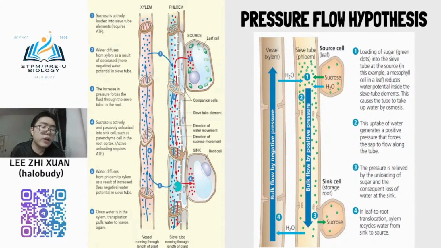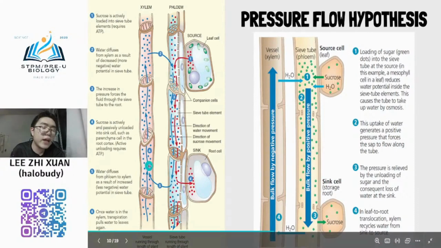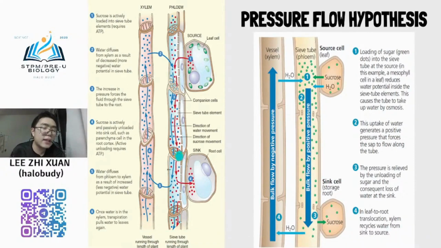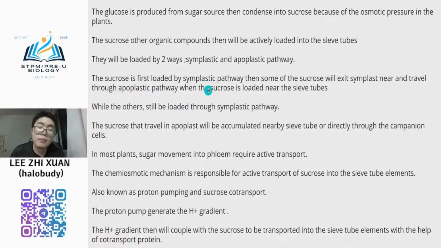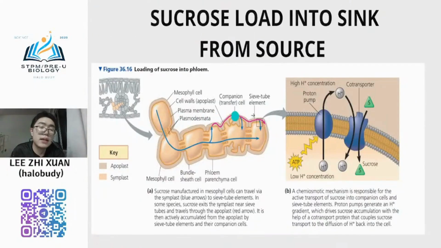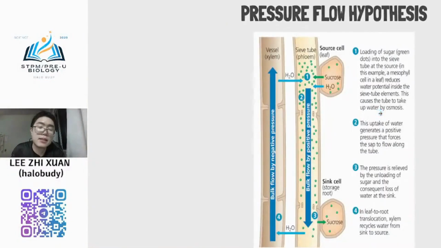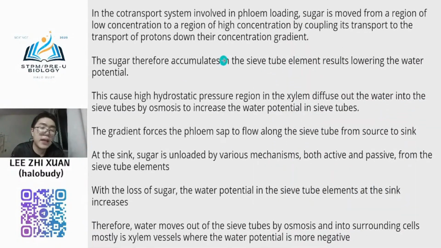So the water potential will not accumulate here. The water will be diffused out from the sieve tube element and then diffused back into the xylem vessel, and then this process will be recycled again and again. Okay, so this is the general concept of the pressure flow hypothesis. So normally this is the explanation.